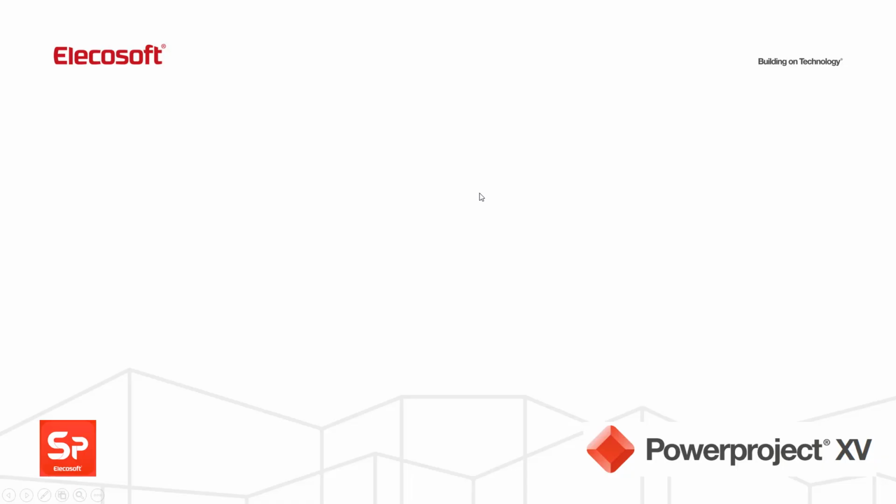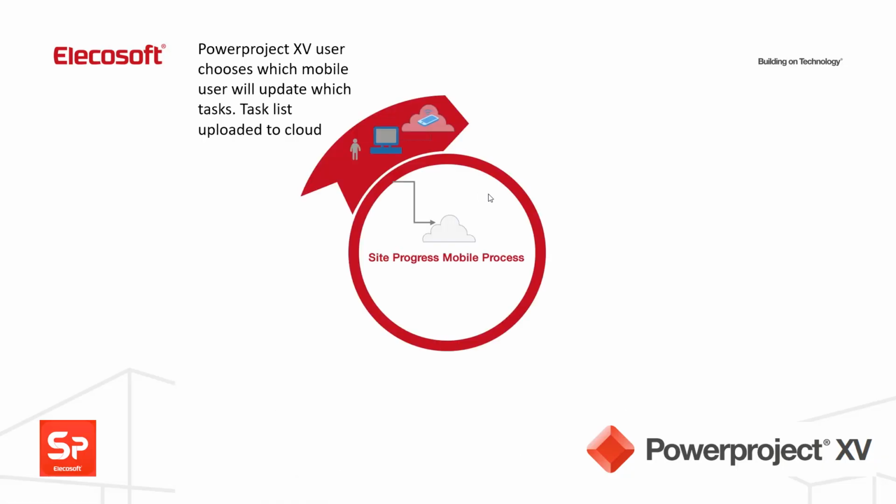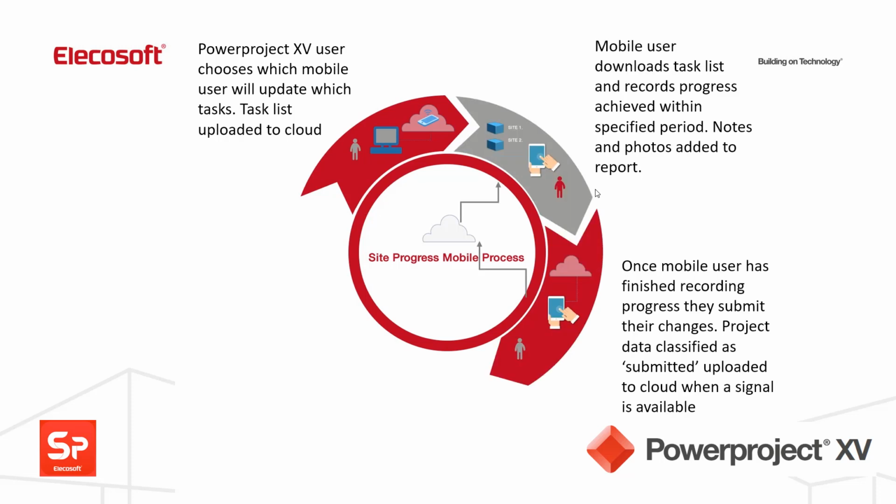And just to remind you that the first tutorial covered the process of configuring a project in Powerproject and exporting that information and identifying who it should go to. The second tutorial focused on the mobile remote user, where they downloaded the information, recorded progress until a specified period, added notes and photos, and then submitted that back to the cloud.